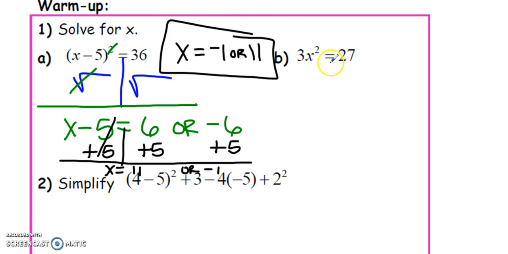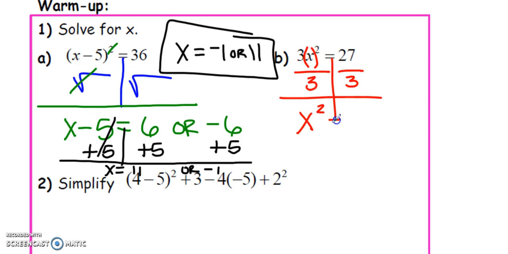For the second example, we're going to do the same thing. This time, only the x is being squared, so 3 is acting as a guard. We want to divide by 3 to get rid of it. So we have x squared left. 27 divided by 3 is 9. Because there are no guards left, and we have the squared we need to get rid of, we are going to square root both sides.